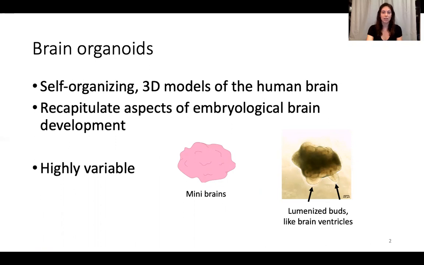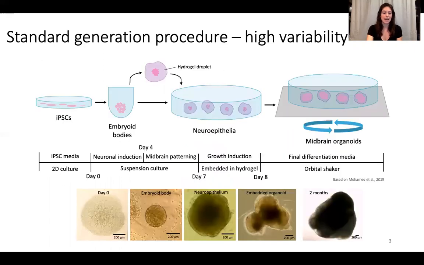They let you study a lot of things not possible in other traditional systems, but they have quite a lot of variability, and that limits experimental reproducibility and the conclusions that can be drawn from them. This is the standard procedure for generating midbrain organoids. So after forming cell aggregates, we embed them in a hydrogel scaffold to support 3D growth.